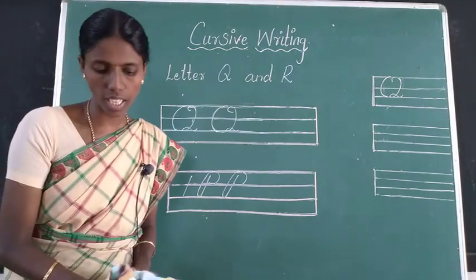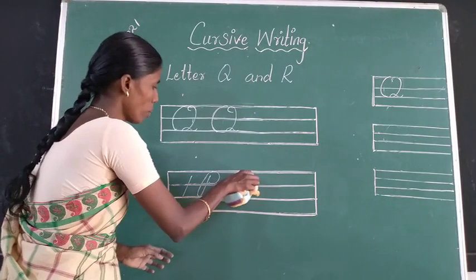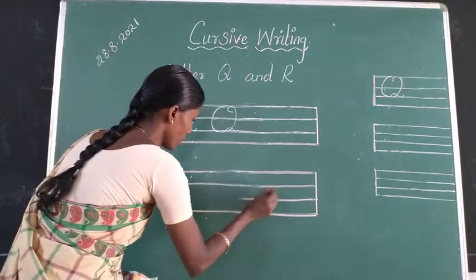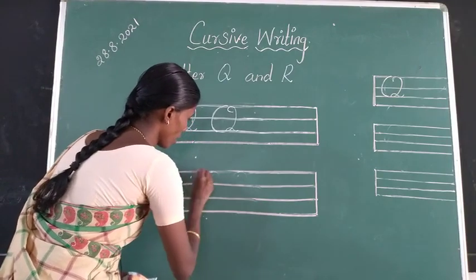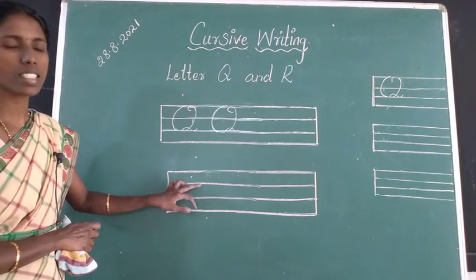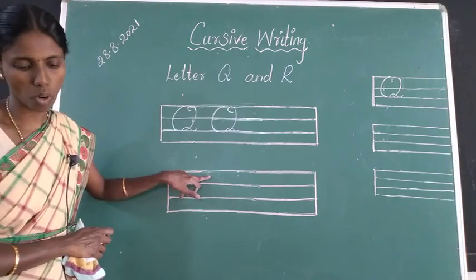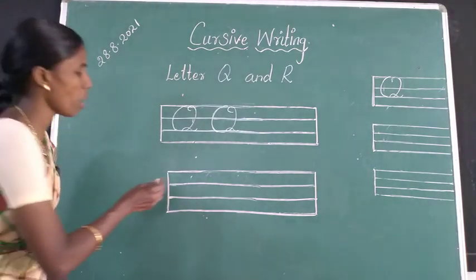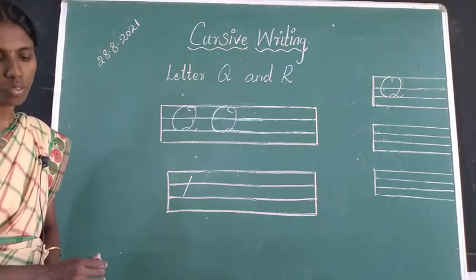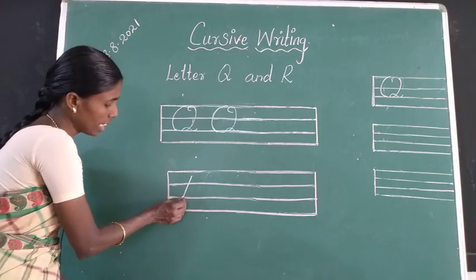Now we are going to write capital letter R. First of all, put a pencil point in between the first and the second line. Then come down with the slant line till the third line. Then turn it back.